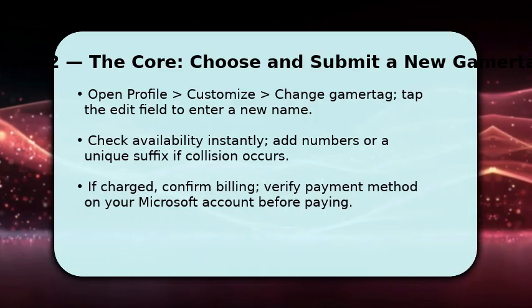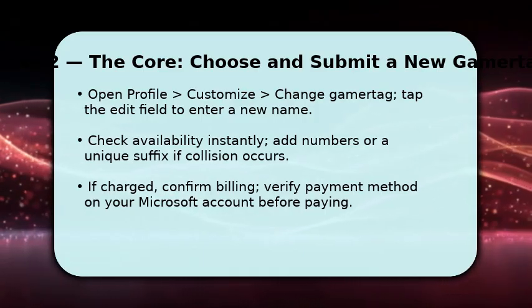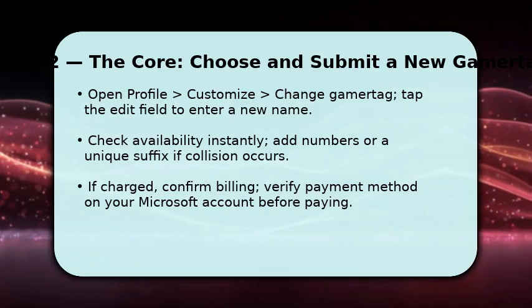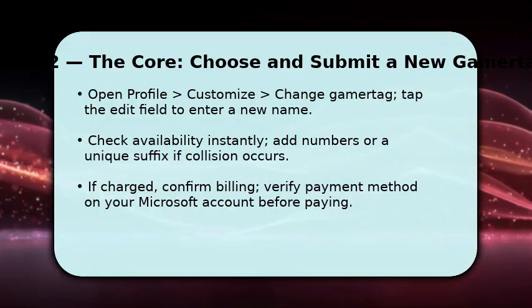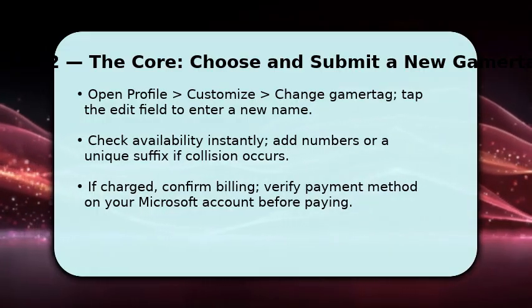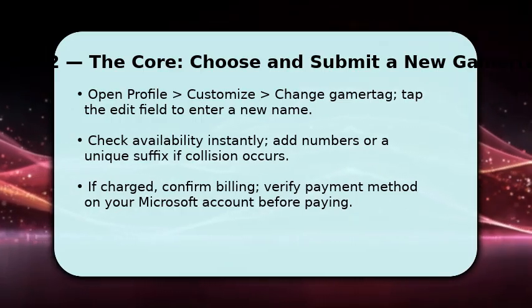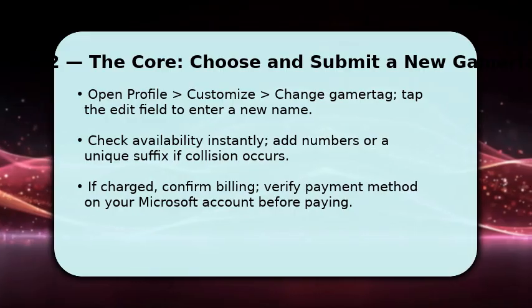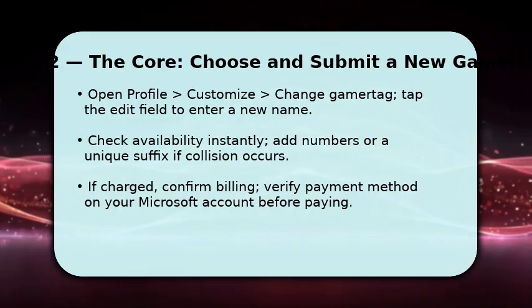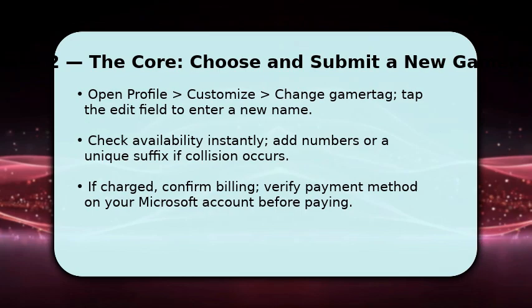If it's taken, modify with numbers, a suffix, or alternative spelling. This reduces collisions and keeps identity clear. Once you find an available tag, confirm the choice. If this is not your first change, you'll be shown the fee and asked to approve payment. Make sure your Microsoft payment method is valid. Then accept to submit the change and wait for the system.